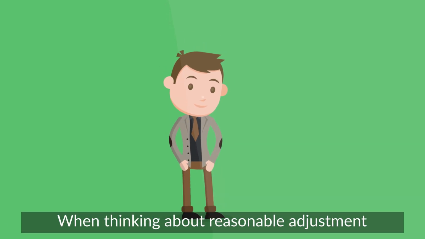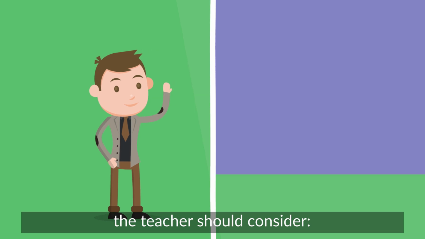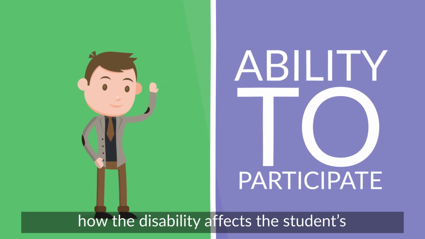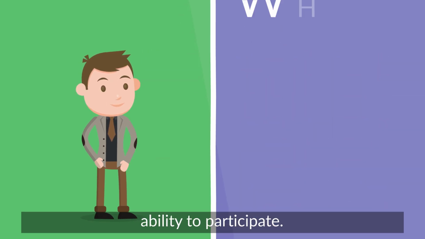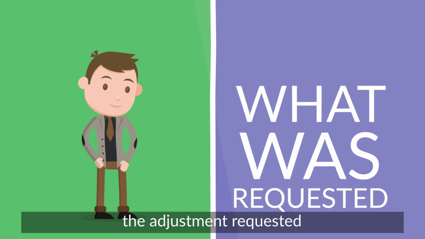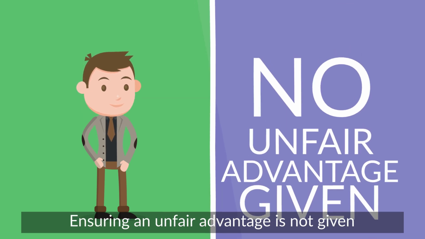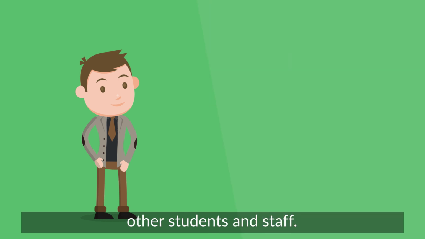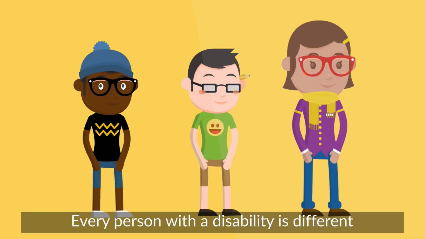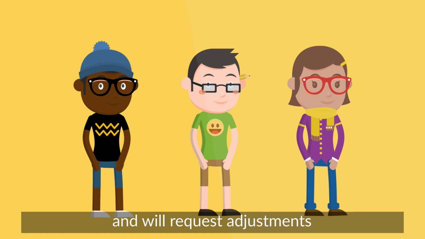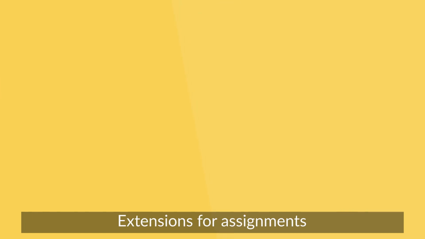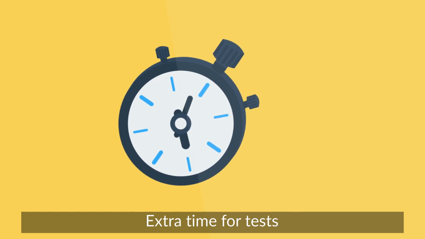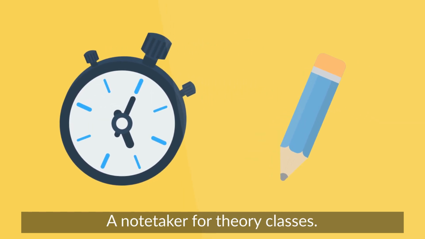When thinking about reasonable adjustment, the teacher should consider how the disability affects the student's ability to participate, the adjustment requested, ensuring an unfair advantage is not given to the student, and the adjustment does not affect other students and staff. Every person with a disability is different and will request adjustments to meet their individual needs. Common adjustments are extensions for assignments, extra time for tests, a note taker for theory classes.